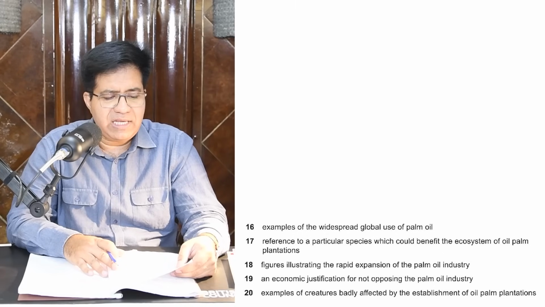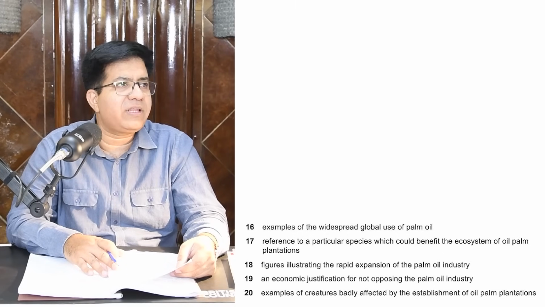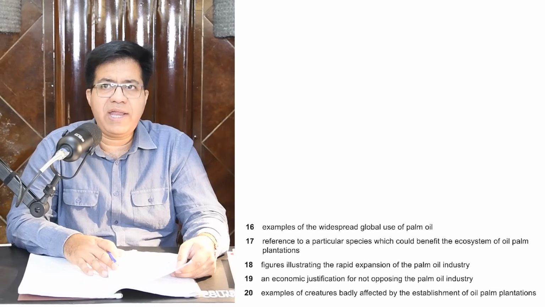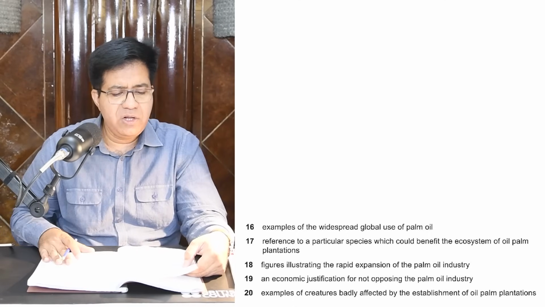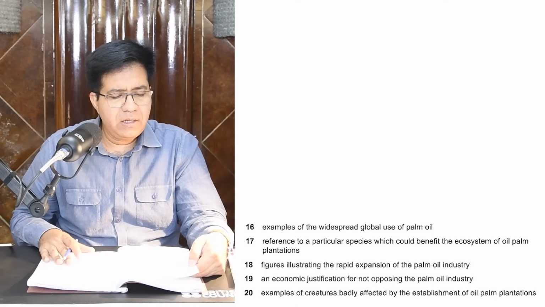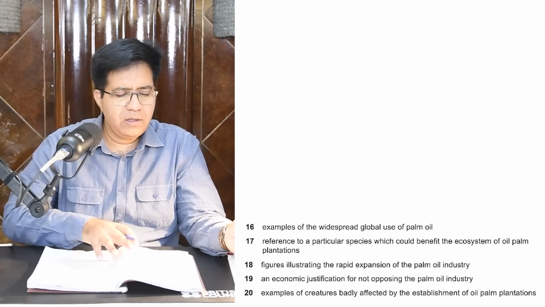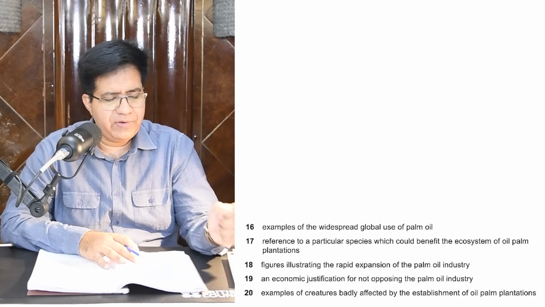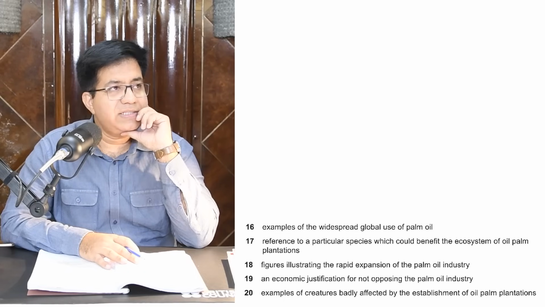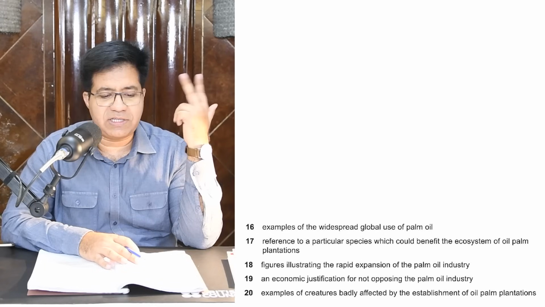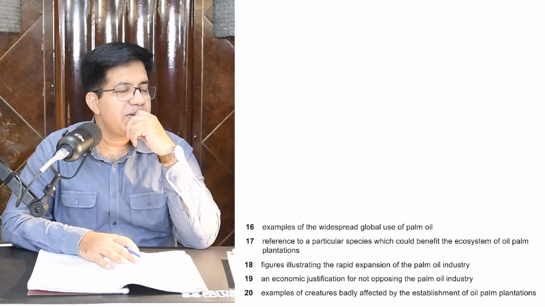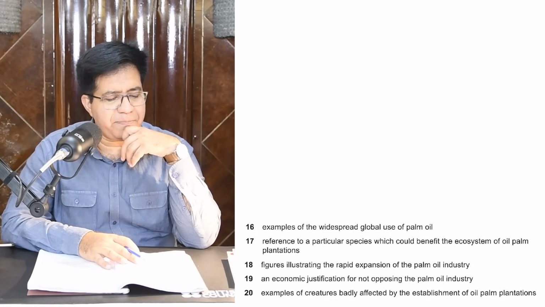Question number 16, examples of the widespread global use of palm oil. Look for the names of countries, continents, cities. Widespread, global. Global means international, all over the world. Examples of widespread global use of palm oil. Examples means we use it in cooking, we use it in cleaning, we use it in this and that. Check paragraphs A, B, C.